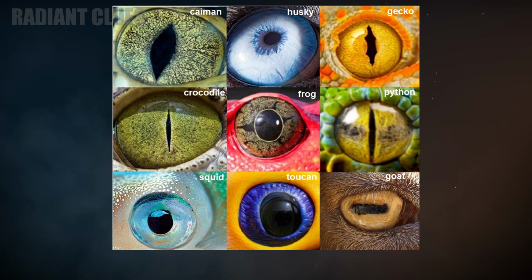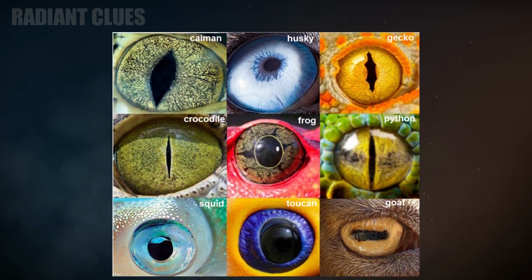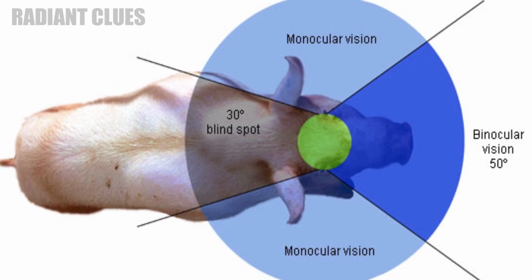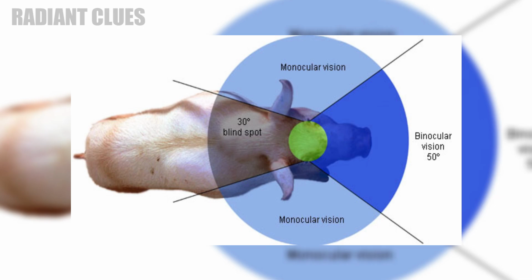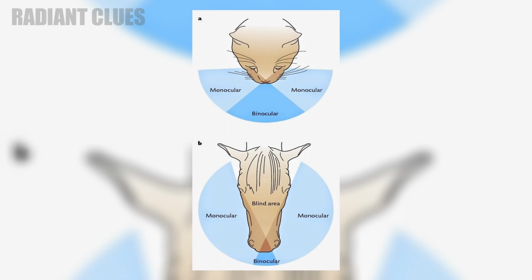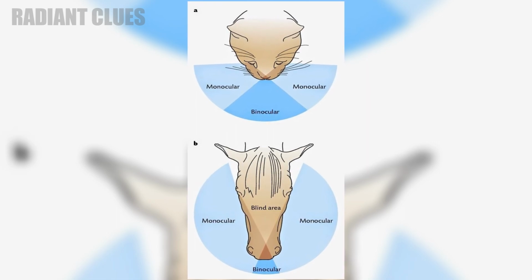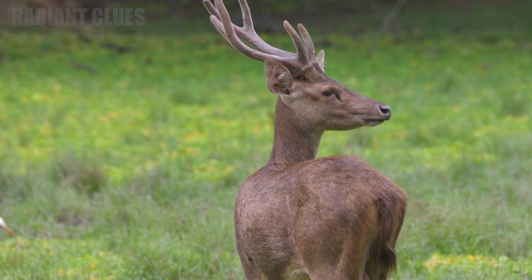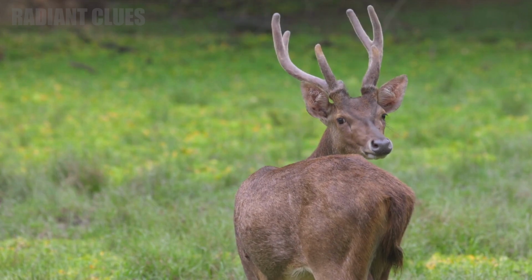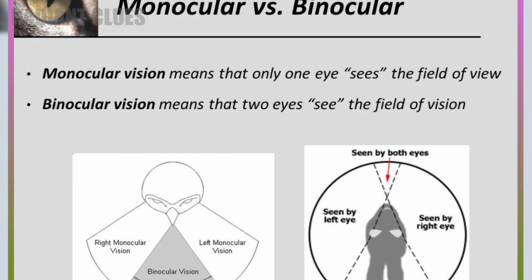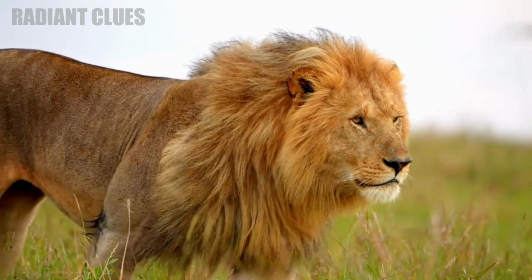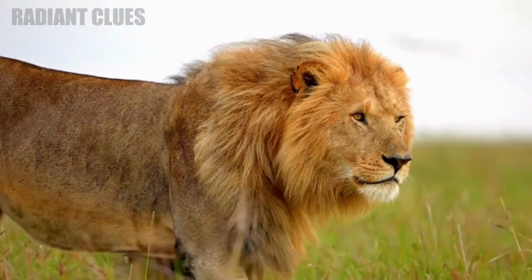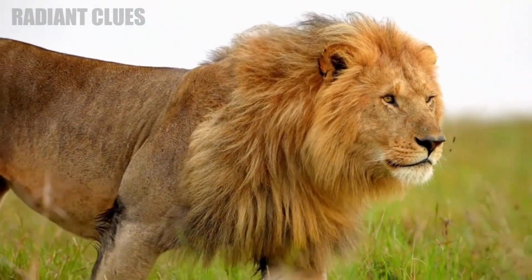Another factor that affects how animals see is the position and shape of their eyes. Animals typically have one of two types of vision, monocular or binocular. Monocular vision means that each eye sees a different field of view, which can be combined into one large visual field. This is common in prey animals, such as deer, that need to watch out for predators from all directions. Binocular vision means that both eyes see the same field of view, which can overlap for depth perception. This is common in predators, such as lions, that need to spot and chase their prey accurately.